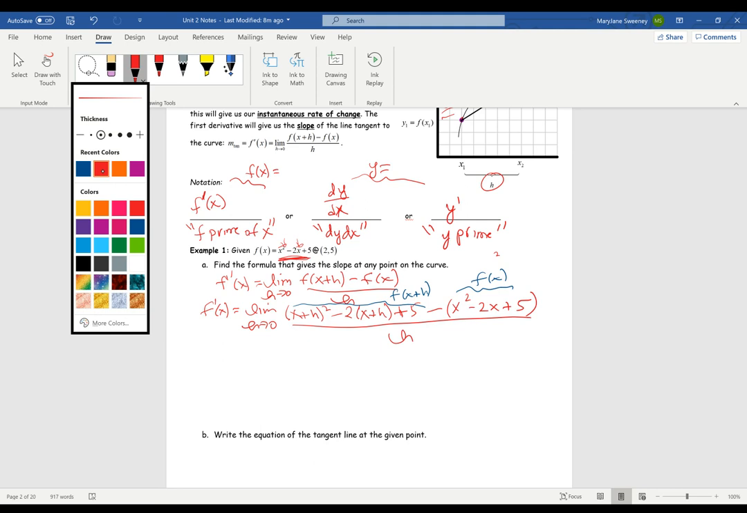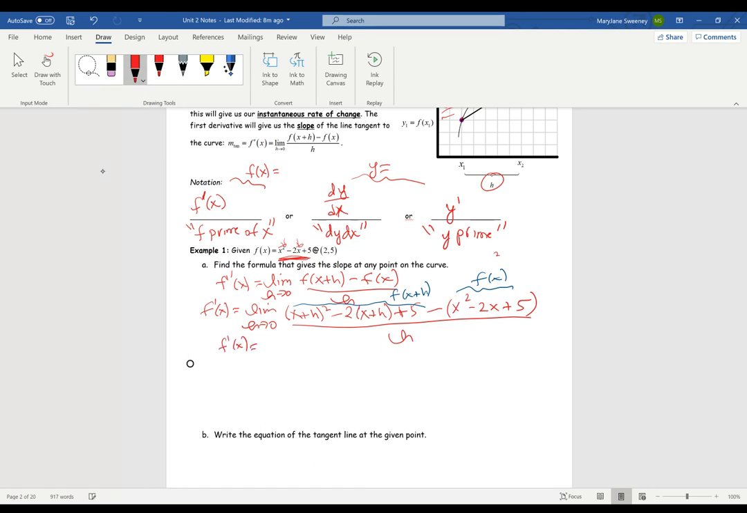Once you set that up, it becomes a lot of algebra. So x plus h squared, you're going to expand that out. That'd be x squared plus 2xh plus h squared. If you need to go off to the side and FOIL that, that's what you would do. Distribute the negative 2, it's negative 2x, negative 2h plus 5. And then distribute the negative, it's negative x squared plus 2x minus 5.